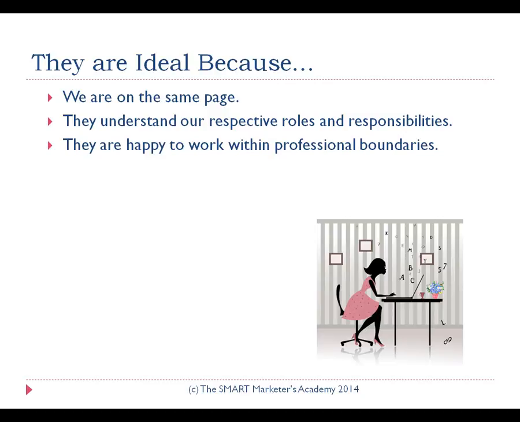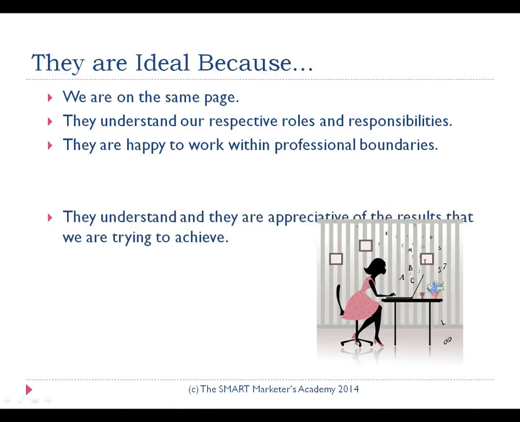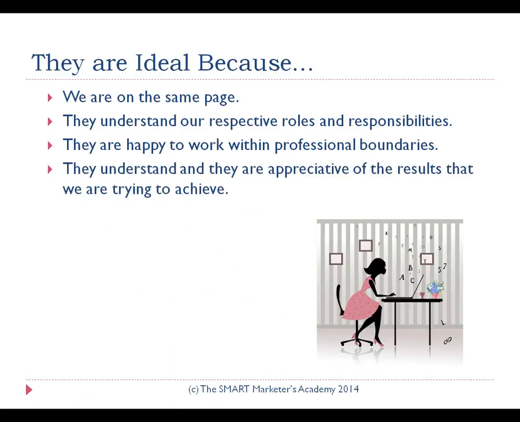These people are happy to work within professional boundaries because they understand that these boundaries are there to protect them as much as they're there to protect you. They know that these boundaries are what keep your relationship with them healthy. They understand and appreciate the results that you are trying to achieve. They see it as a joint thing, that you're both in it trying to achieve a result, and they appreciate what you're trying to do.